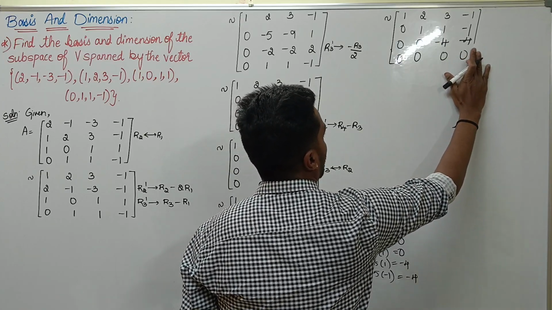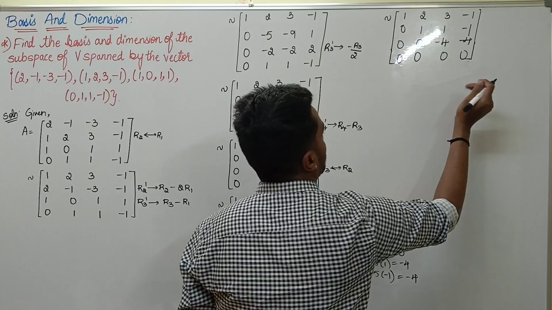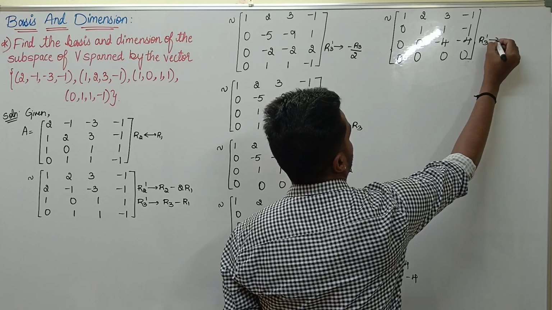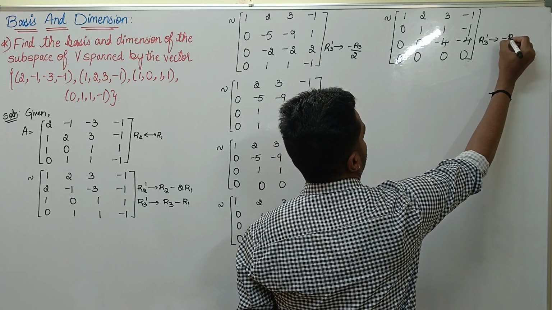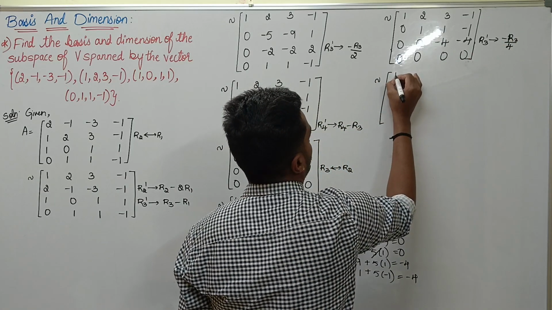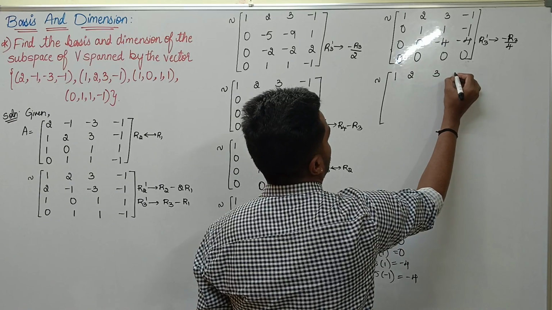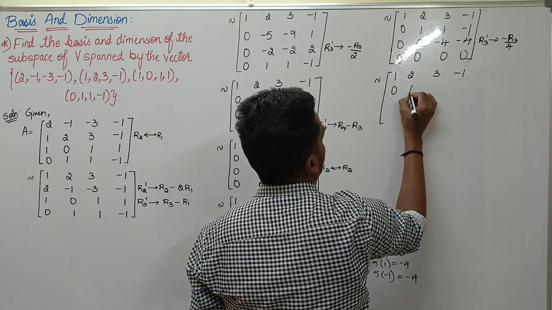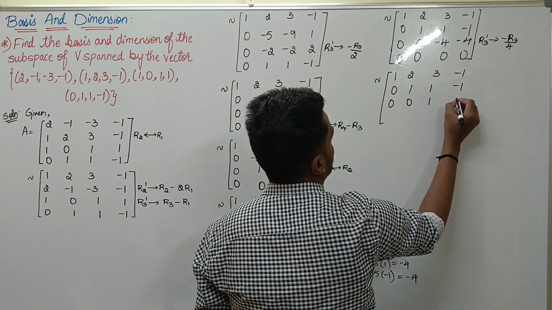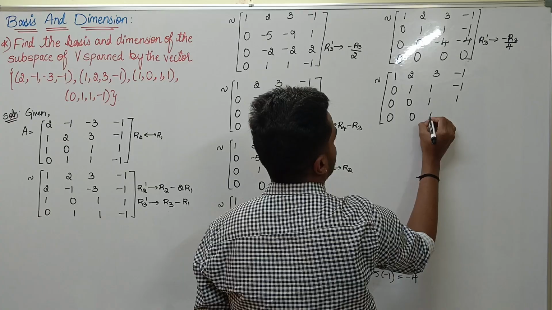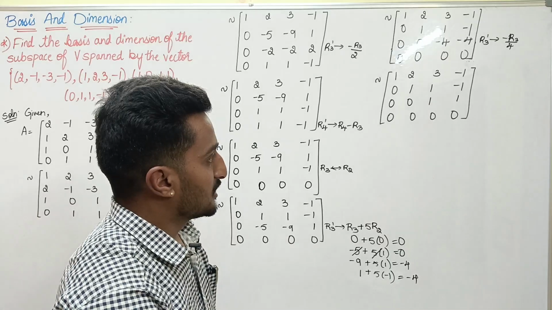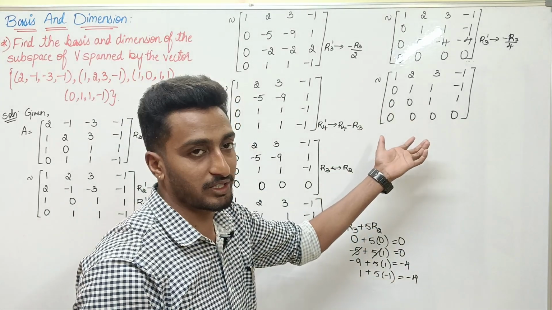Since the third row is a multiple of minus 4, what I am going to do is just divide. R3 dash is R3 divided by minus 4, which will be equivalent to 1, 2, 3, minus 1, 0, 1, 1, minus 1, 0, 0, 1, 1, 0, 0, 0, 0. Now this is the matrix. Till here is the simplification. After this we can't reduce the matrix.